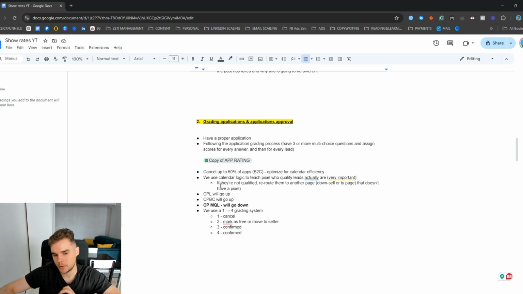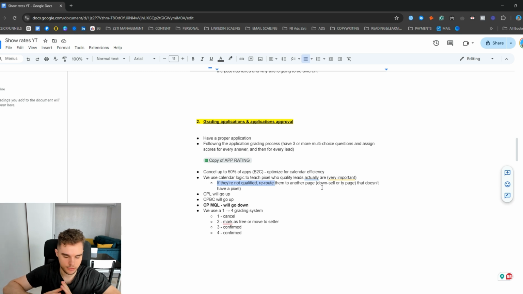So also another thing that we do is we use calendar logic to teach the pixel which leads are actually qualified. And this is also pretty important because, for example, if they're not qualified, we are going to reroute them to another page, to a downsell or a thank you page that doesn't have a pixel. So this way we do not fire the pixel if the lead is unqualified, if that makes sense. So huge thing right here. You definitely want to do this.